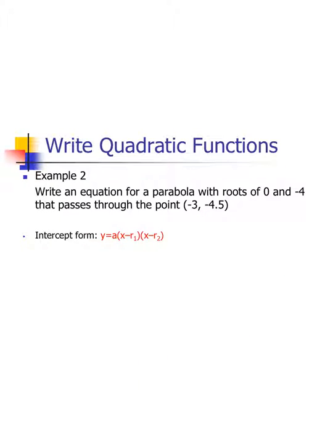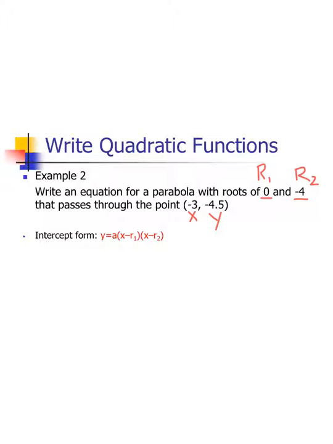Let's try another example. In this example, it says write an equation for a parabola that has roots of 0 and -4 and passes through the point (-3, -4.5). So the point again is going to be your x and y. Because you are given your roots, it's going to make more sense to plug this into the intercept form, which is also considered the factored form, and those roots are going to go in for r1 and r2. So let's go ahead and substitute.